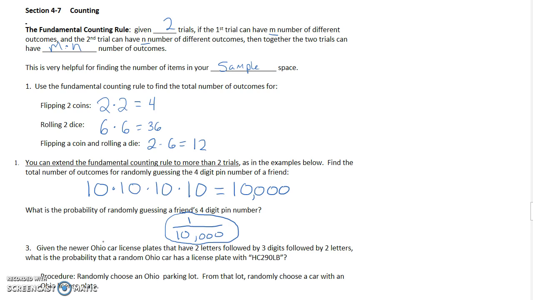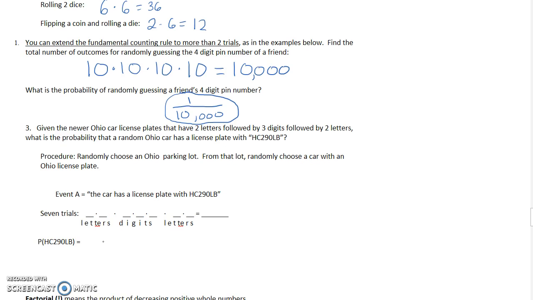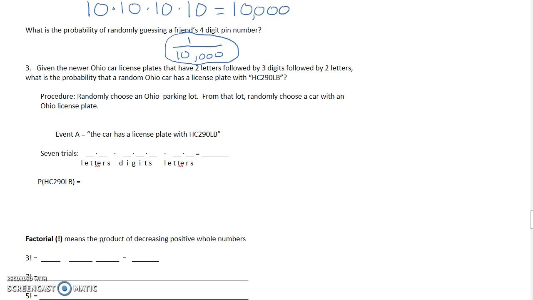So given that newer car Ohio license plates have 2 letters, followed by 3 digits, followed by 2 letters, what is the probability that a random Ohio car has the license plate HC290LB? So the random procedure is we're going to choose an Ohio license plate from the parking lot and find the probability that it has that license plate. We need to figure out how many different possible license plates there are. How many letters do I have to choose from? Well, there are 26 letters in the alphabet. So I have 26 for the first choice and 26 for the second choice.